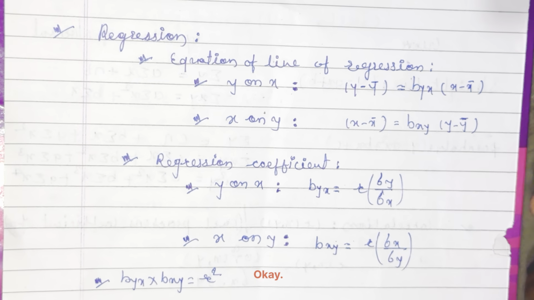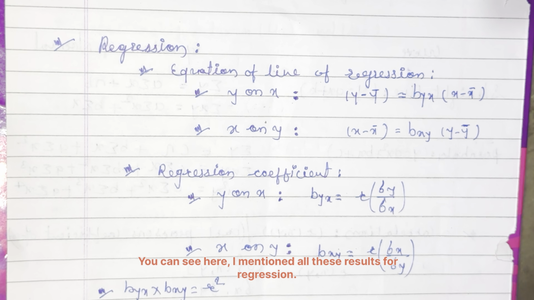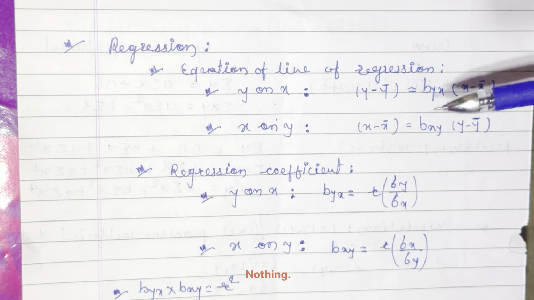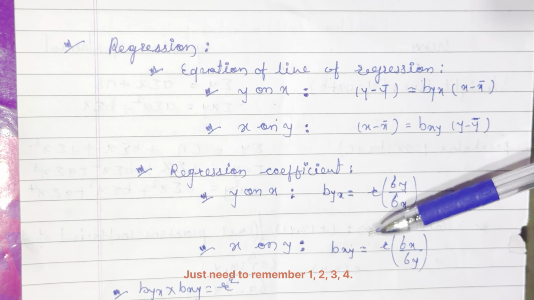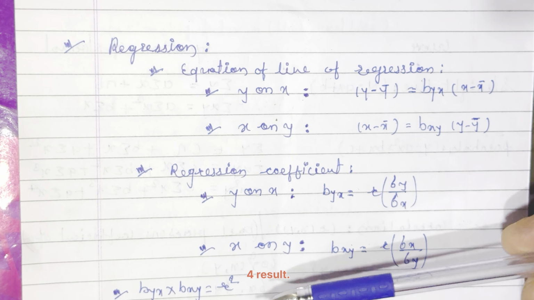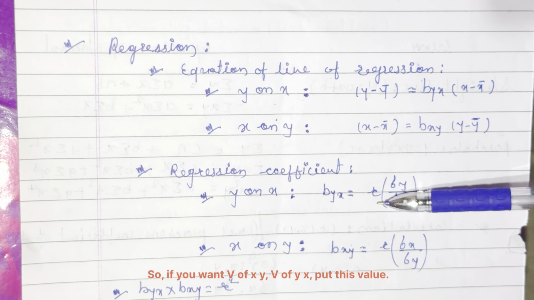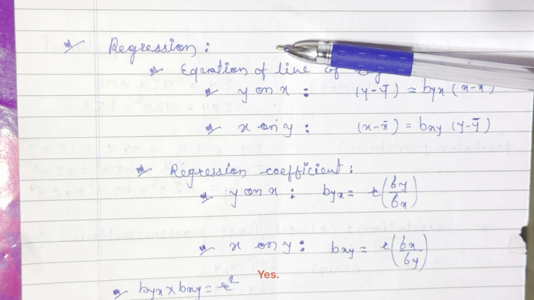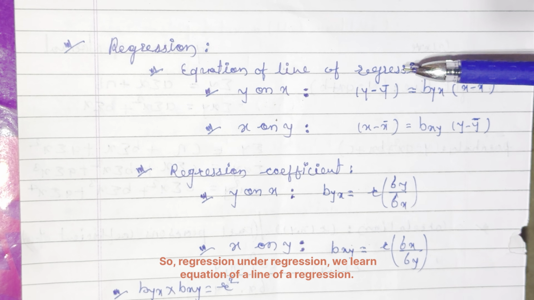After the method of step deviation, we go for regression. You can see here I have mentioned all these results for regression. It is very important. Nothing is difficult, you just need to remember these four results. If you want b of xy and b of yx, put these values and you will get r square.